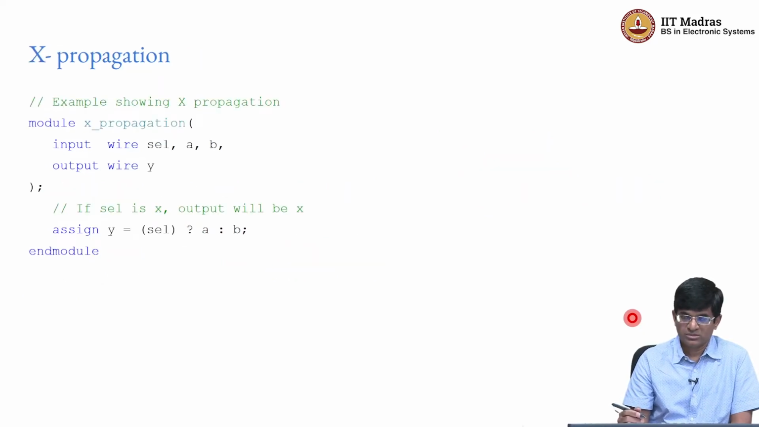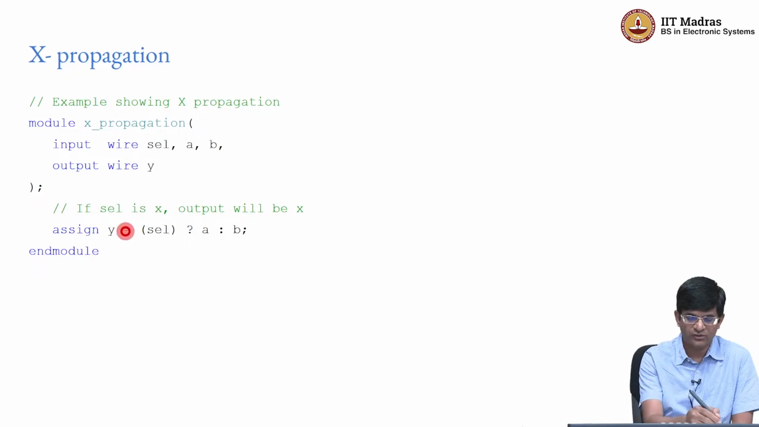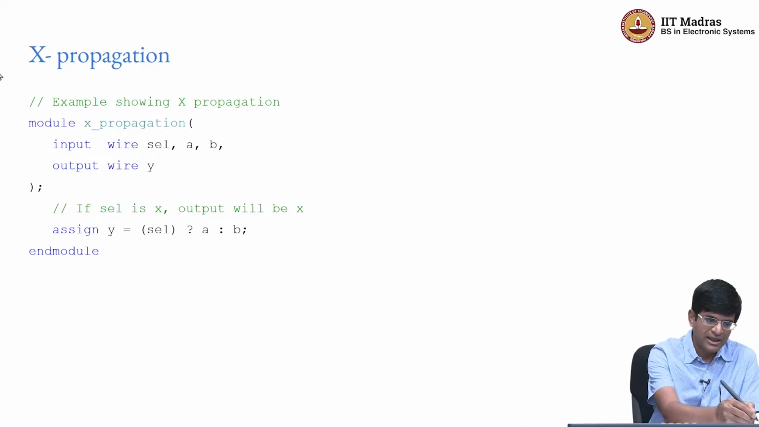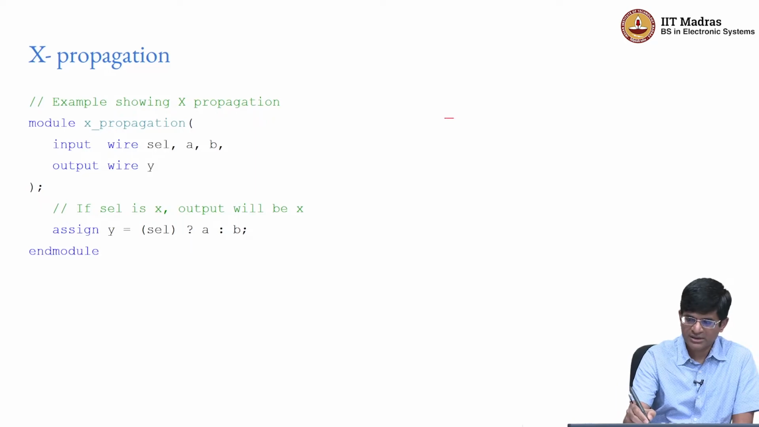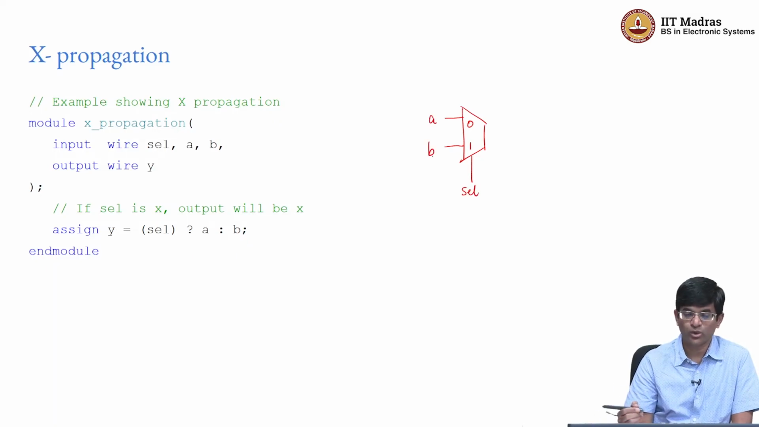Now, remember that we said there is also the possibility of a so-called X. What happens in the context of X? What if one of these values, either A or B or select, which are the inputs over here, turned out to be X? In order to understand that, we need to first think of what this module actually corresponds to. What we are saying is that this is a multiplexer where this is select, this is A, this is B. Now, how do I know this is a multiplexer? Because of this notation, essentially it corresponds to a multiplexer.